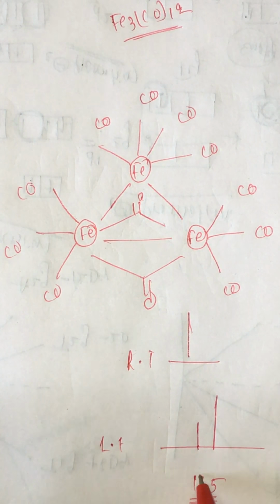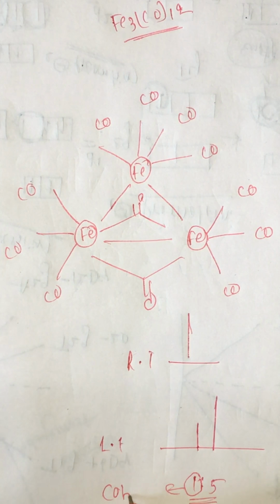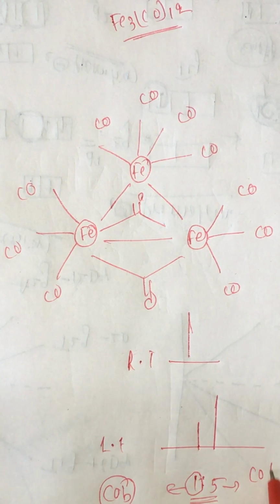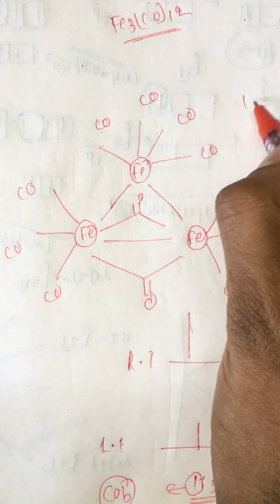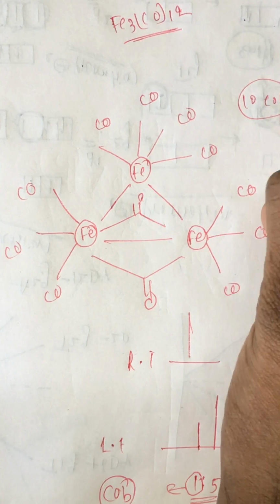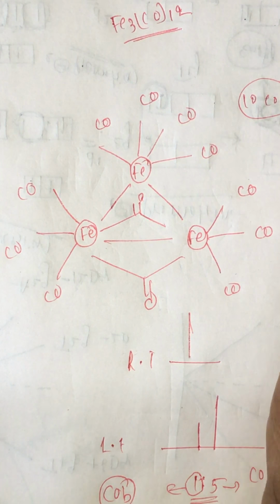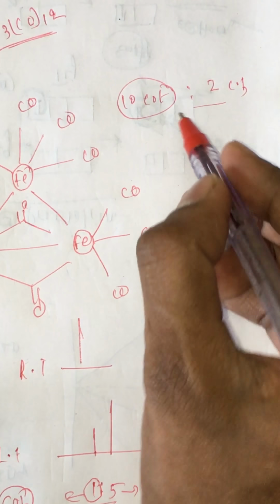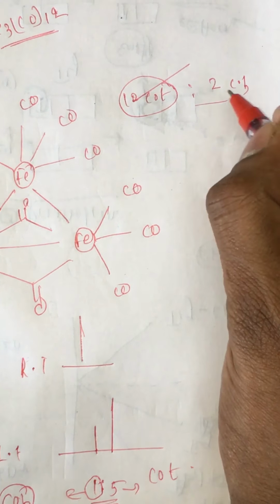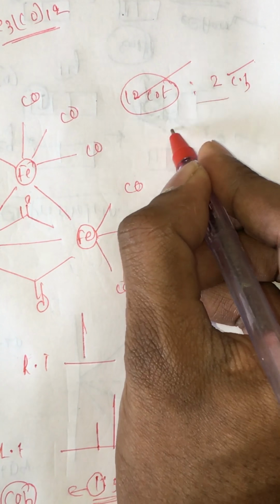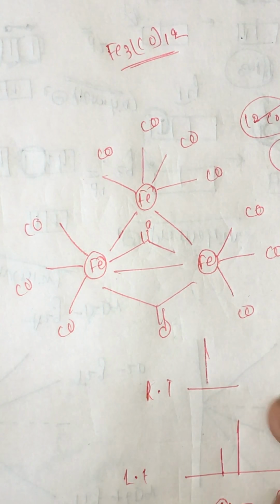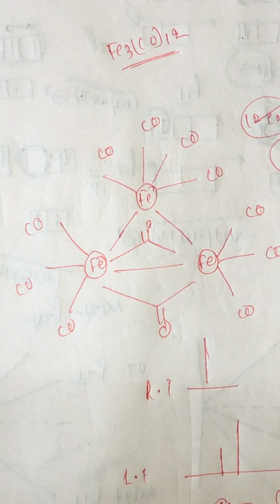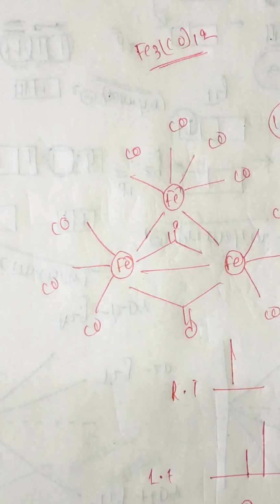Okay, so the 1 is for the CO bridge and 5 is for the CO terminal, because how many terminals are present here? 10 carbonyl terminals are present and 2 bridging carbonyls are present. So 10 carbonyl terminals and 2 bridging carbonyls, so this will be a 5:1 ratio. Intensity-wise, the terminal one will be more intense compared to the bridging one. So this is about Fe3(CO)12.